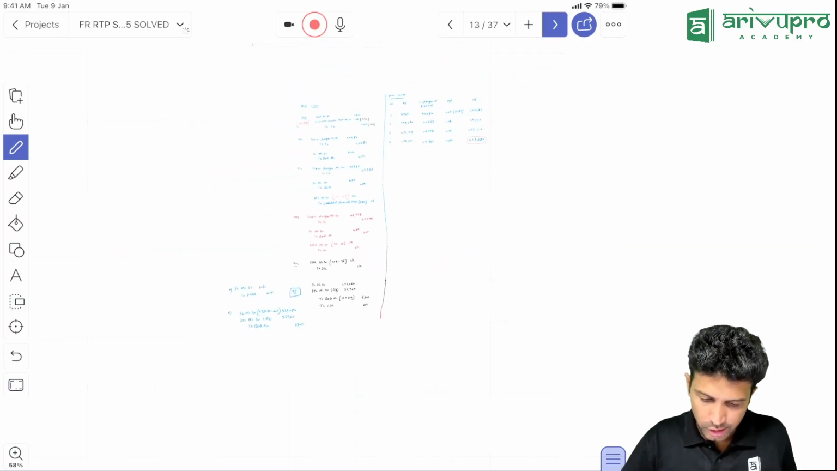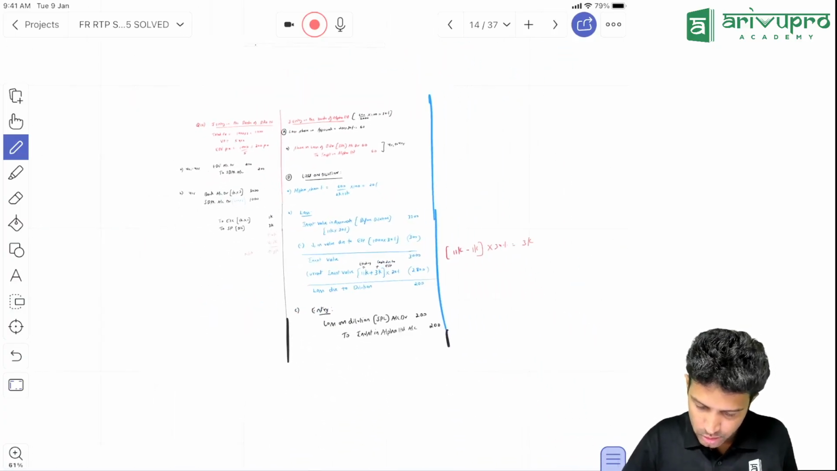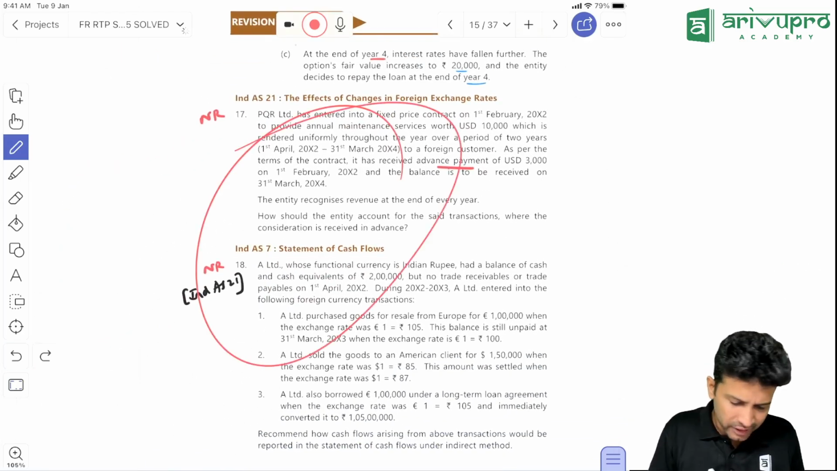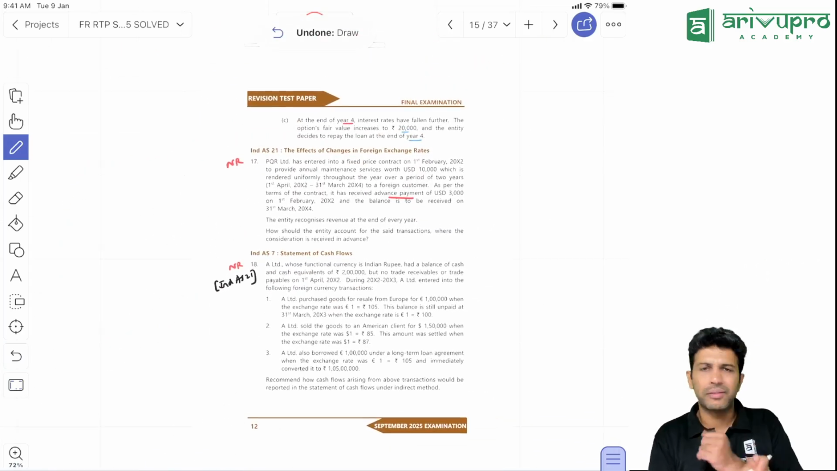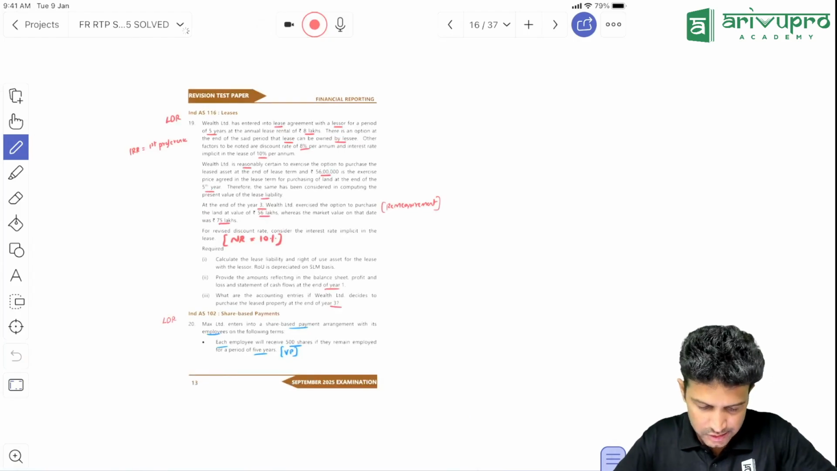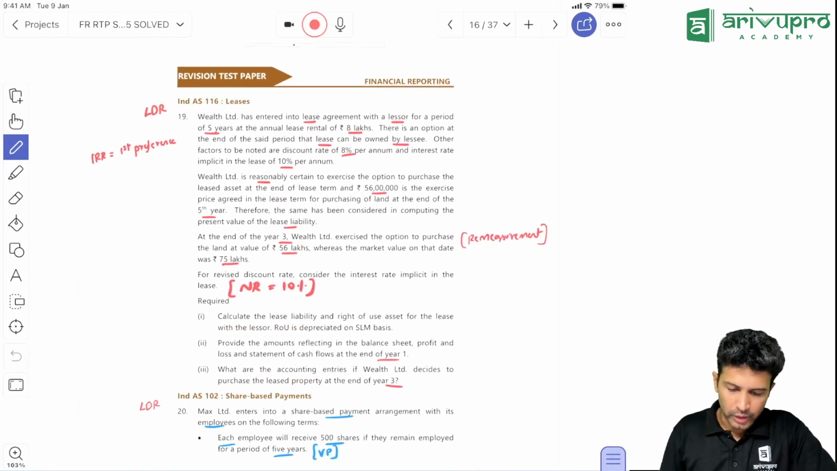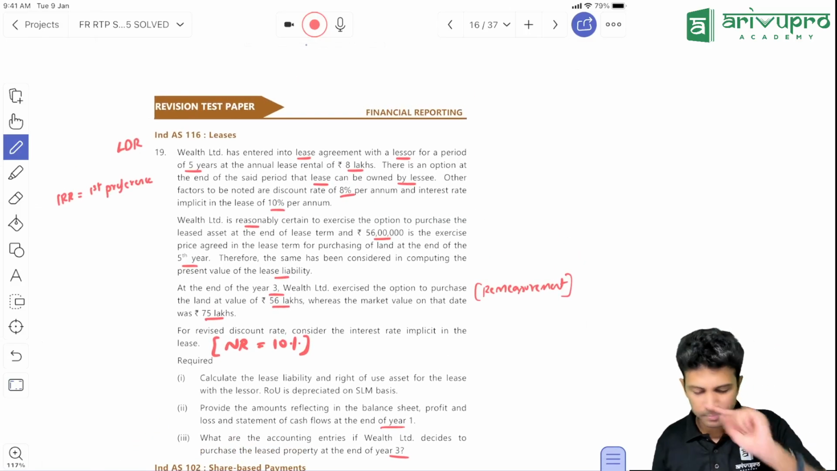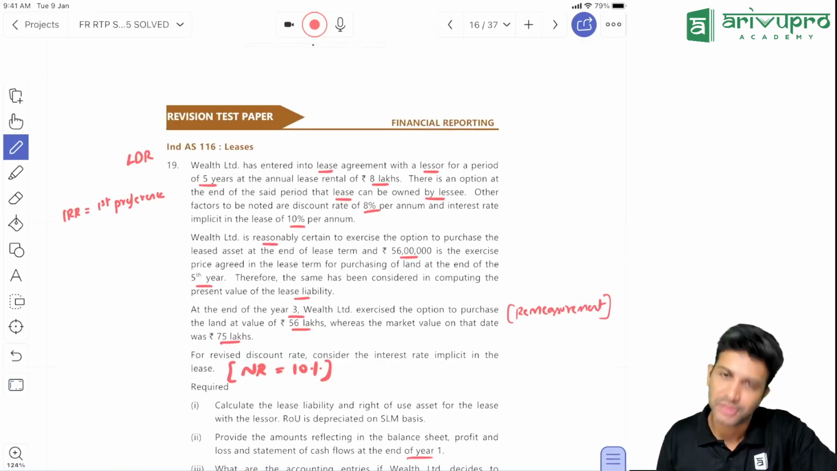Okay, so this is sorted. Next, what is there? 17th, 18th are repetitive questions, not really required. We have a similar question in our class itself. Okay, 19th and 20th both are LDR. Let's review the 19th one first. Easy only again, but yeah, still we will review.